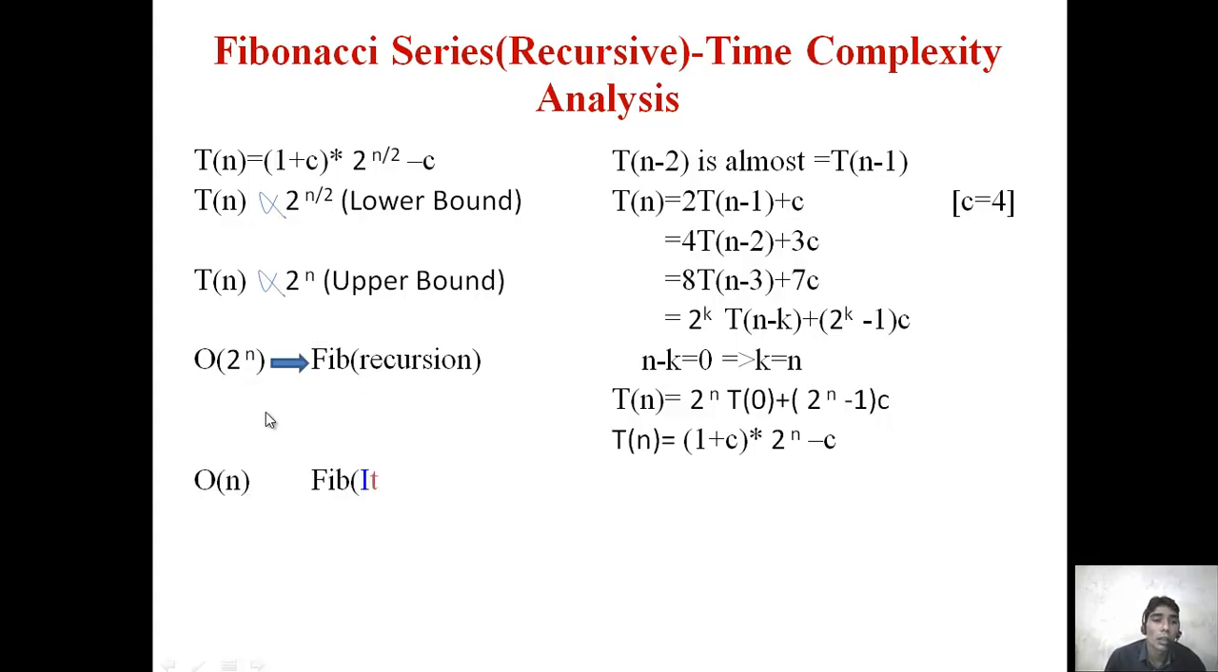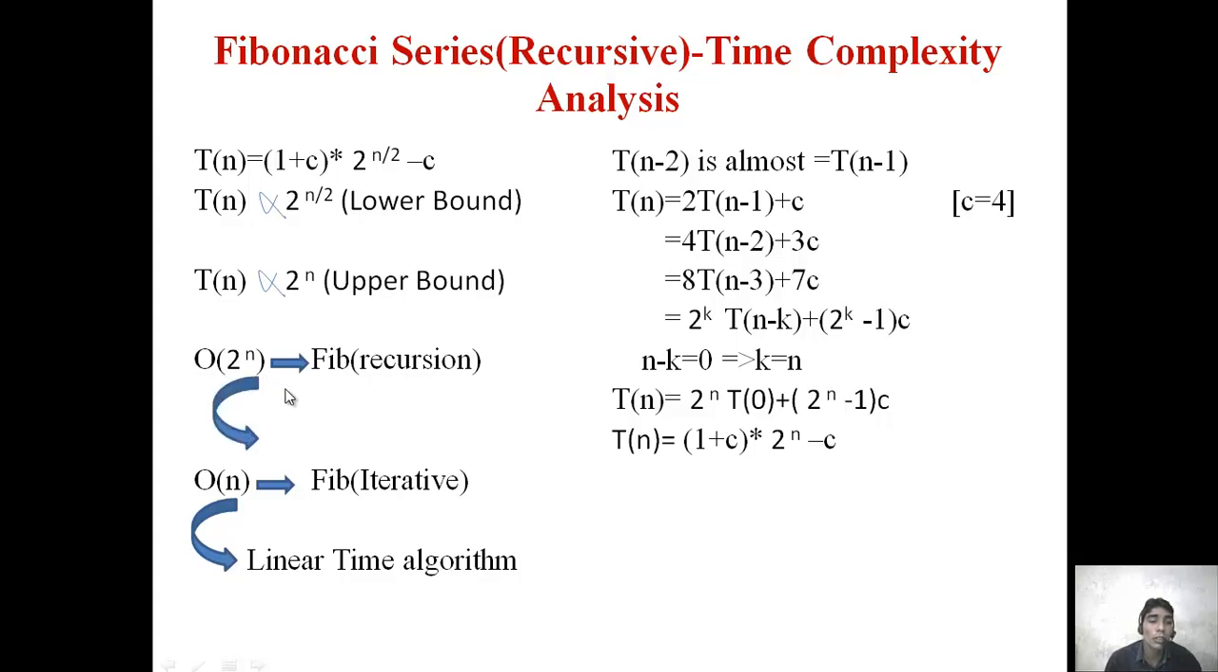Now the time complexity of the recursive version of the Fibonacci series is order of 2 to the power n, and the time complexity of the iterative version is order of n. When we give n equal to 100 in the recursive version, it gives the complexity in the form of a to the power b, and if we use the iterative version, it gives order of n. Order of n is called a linear time algorithm, and order of 2 to the power n is called an exponential time algorithm.